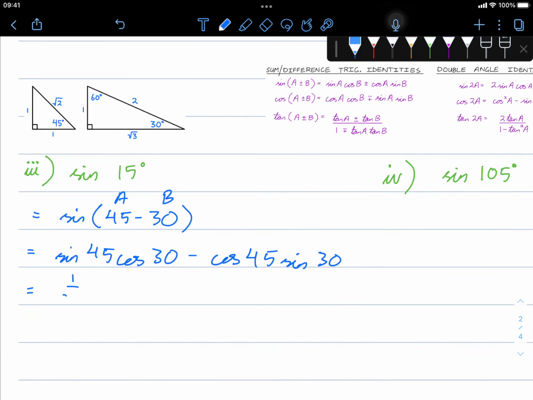Sine 45 is 1 over root 2. Cos 30 is root 3 on 2, minus cos 45 is 1 over root 2, sine 30 is half.